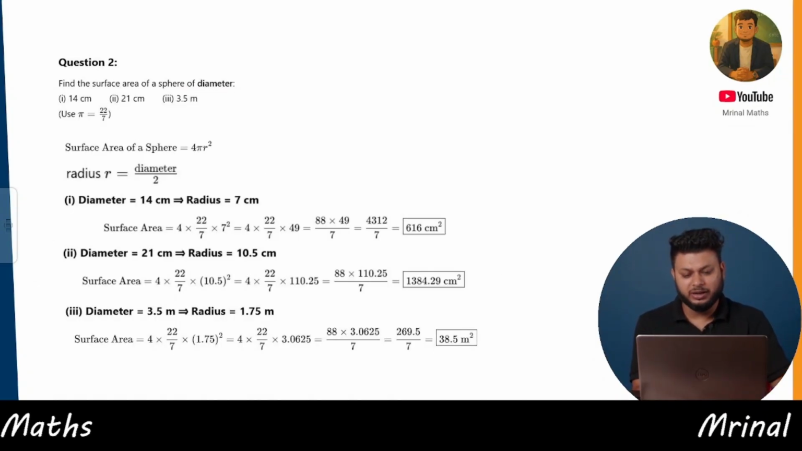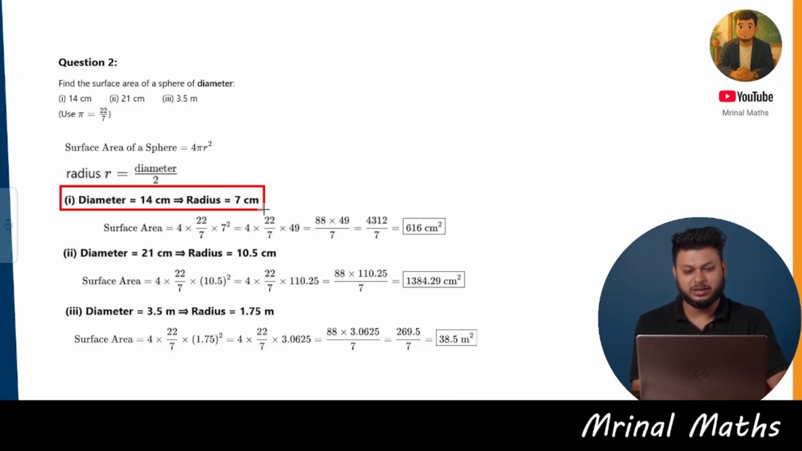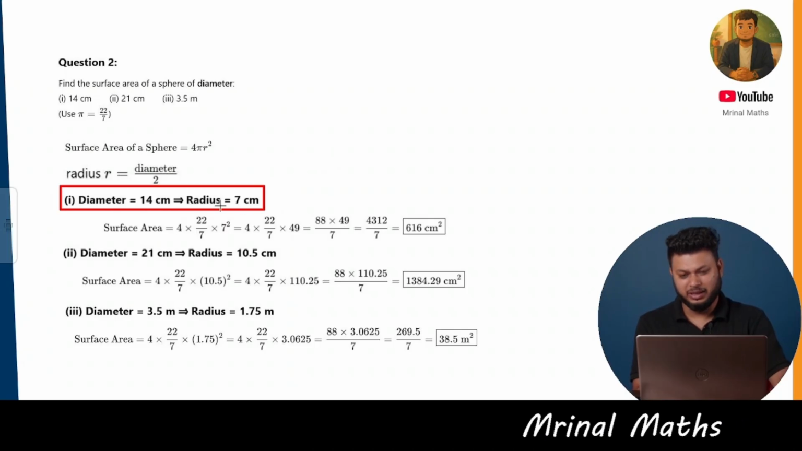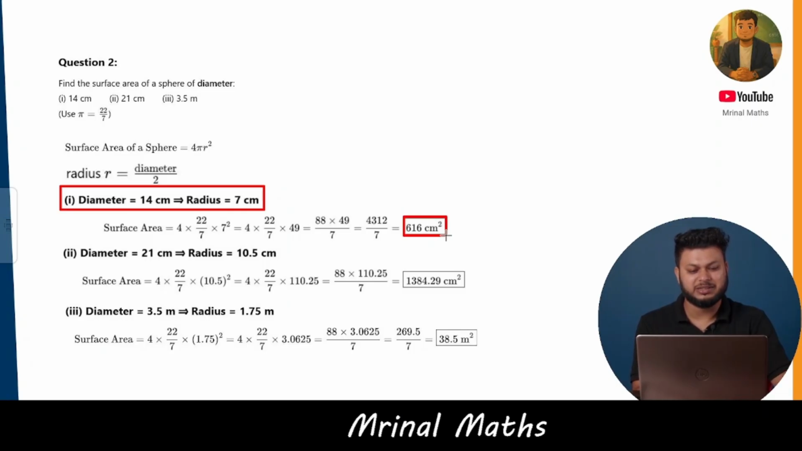If you observe here, I am highlighting the point for you, as the diameter given is 14 centimeter and the radius is 7 centimeter. Substituting all the values here in the formula, the final answer is 616 centimeter square.